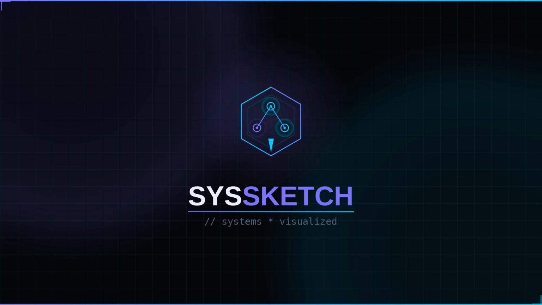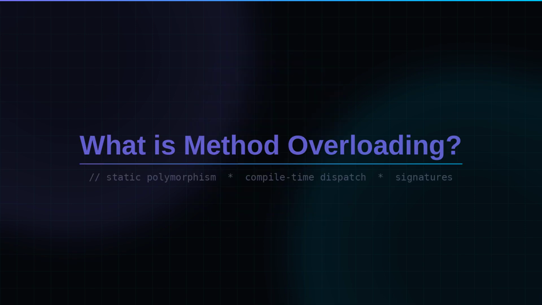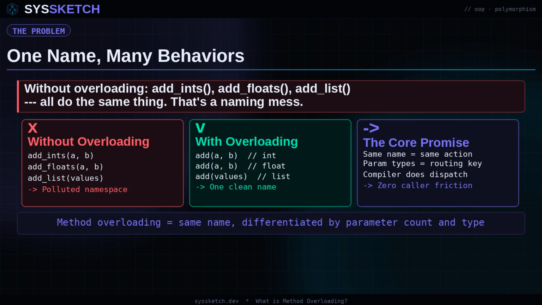What if the same function name could do different things depending on what you pass in? That's method overloading, and it changes how you design APIs. Imagine you're building a calculator. You want an add function, but sometimes you add two integers, sometimes two floats, sometimes a list of numbers.